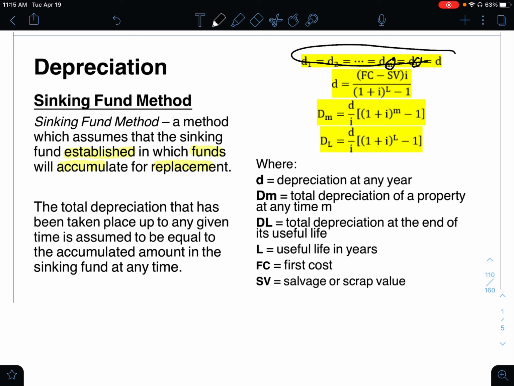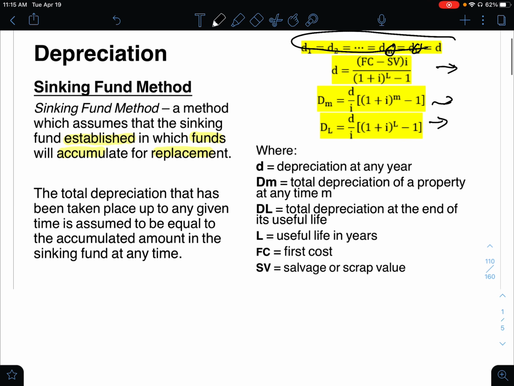And we have Dm, but Dm is equal to m times D. So Dm is equal to D over I times (1 plus I) raised to the power of m, minus 1. These are the formulas that you need to take note of. And DL would just be equal to D over I times (1 plus I) raised to the power of L, minus 1, in which DL is the total depreciation at the end of its useful life, and Dm is the total depreciation of a property at any time m. So, that's it.